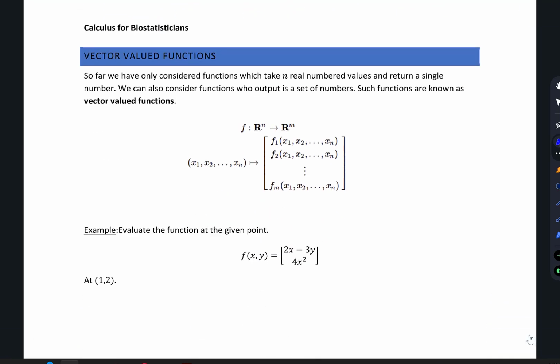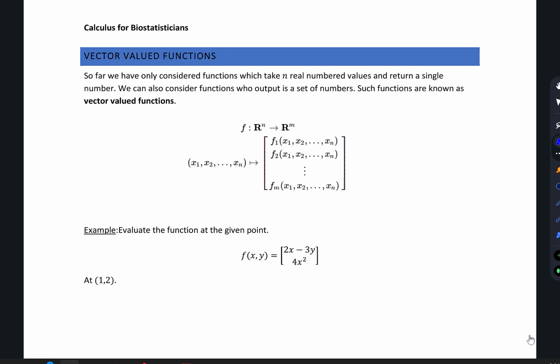All right, so the last thing we're going to talk about are vector-valued functions. So far we've only considered functions which take in real numbers and return a single number. We can also consider functions whose output is a set of numbers, more specifically a vector. Such functions are known as vector-valued functions. And here's a little bit of that notation. We're saying that the function is a map from a set of real numbers to another set of real numbers, and they don't have to be equal in terms of dimension.